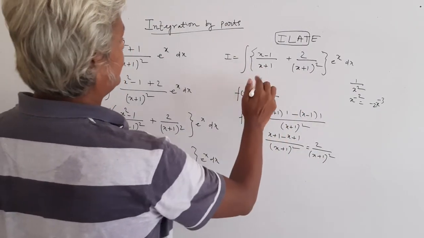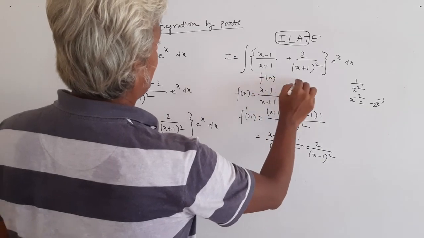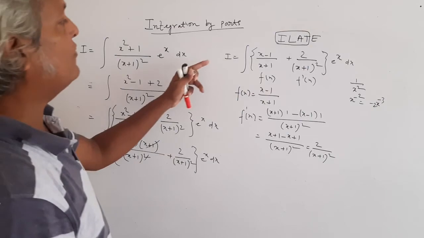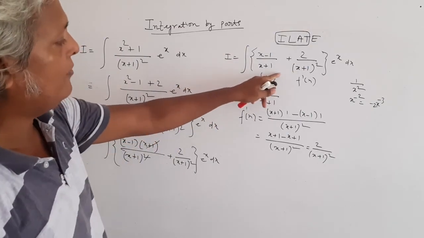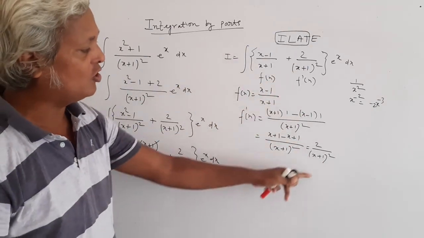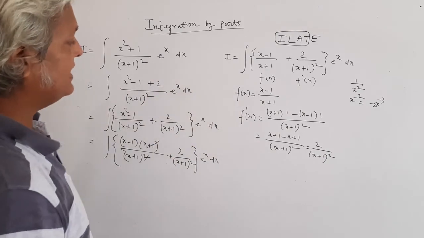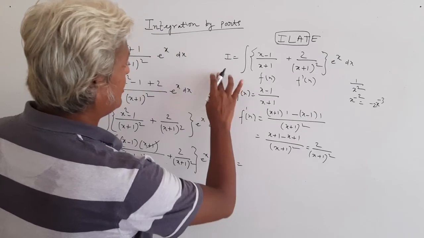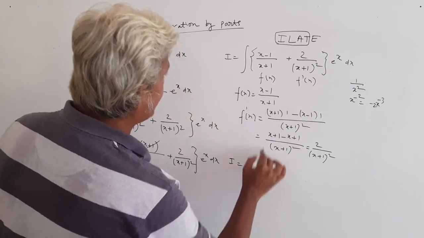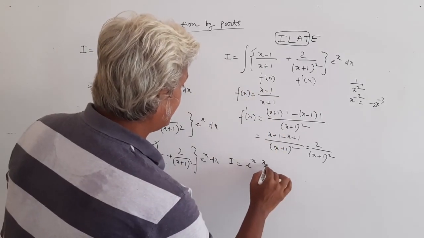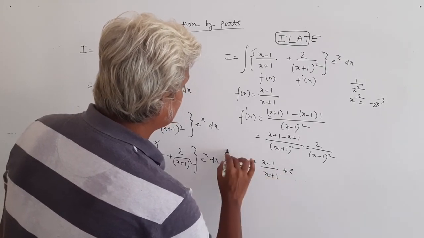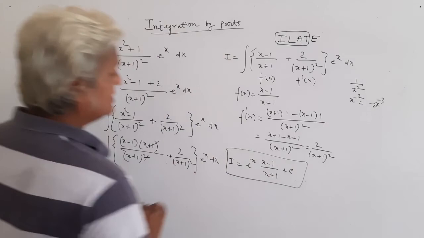It means this is definitely f x, and this is f dash x, so for the definiteness of this particular form we have to show this whole expression, and then your answer will be I is e to the power x, f x, which is x minus 1 over x plus 1 plus c. So this is your final answer.